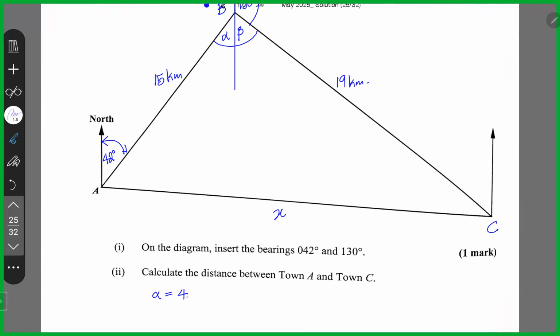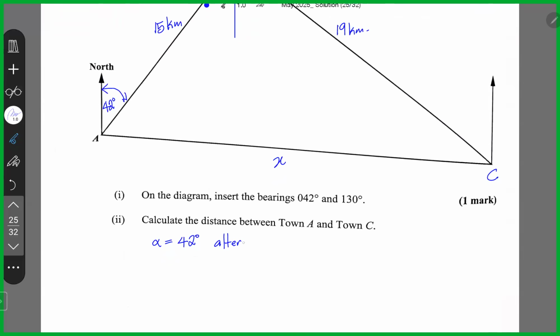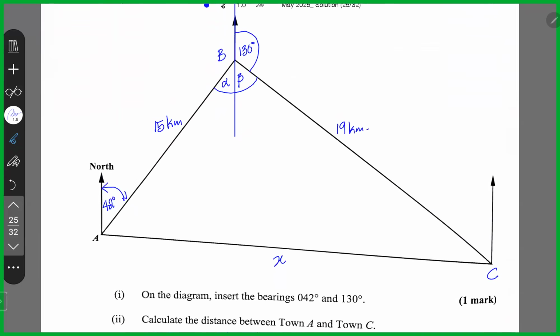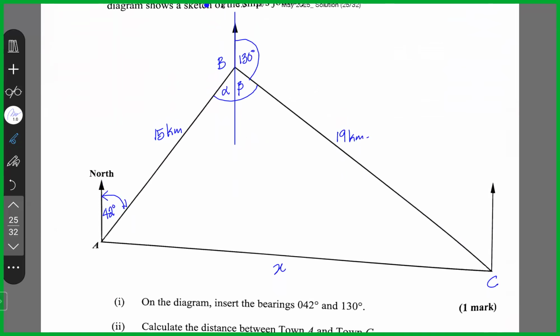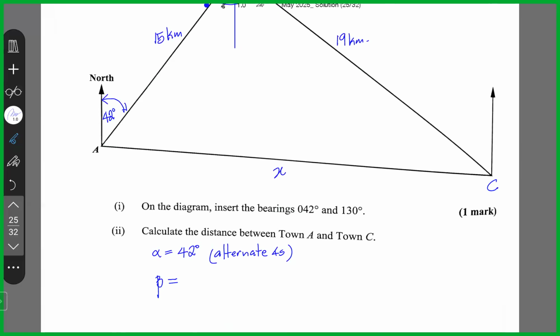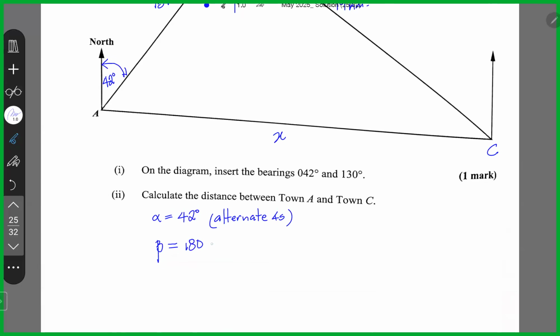Beta and the 130 are angles on a straight line. So beta would be equal to 180 minus 130, which is 50 degrees. They are angles on a straight line.